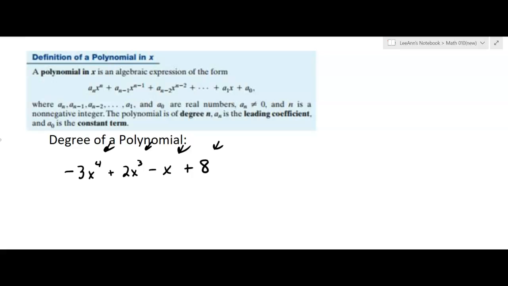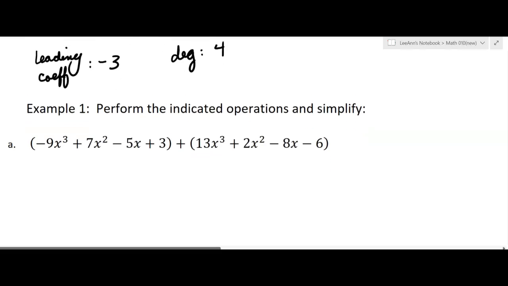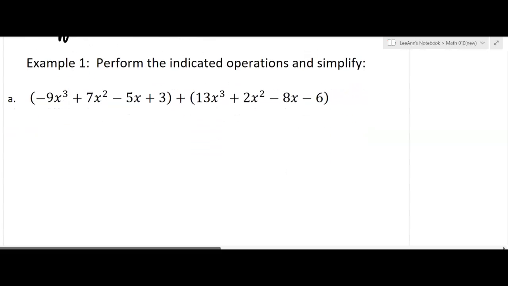If they ask me about the leading term, this is the leading term. The leading coefficient is negative 3. And then the degree of this polynomial would be 4. It's a fourth degree polynomial. Okay, now we're going to add, and I think subtract, polynomials.